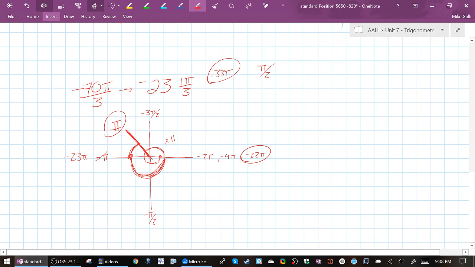So again, I have everything that I need. First of all, I have direction. I can see that I'm traveling down, in a clockwise position. I have the number of rotations: I had 11 full rotations. And then I know what quadrant I finished in: I finished in quadrant 2. So these are the 3 things that you guys need to do in order to do standard position.